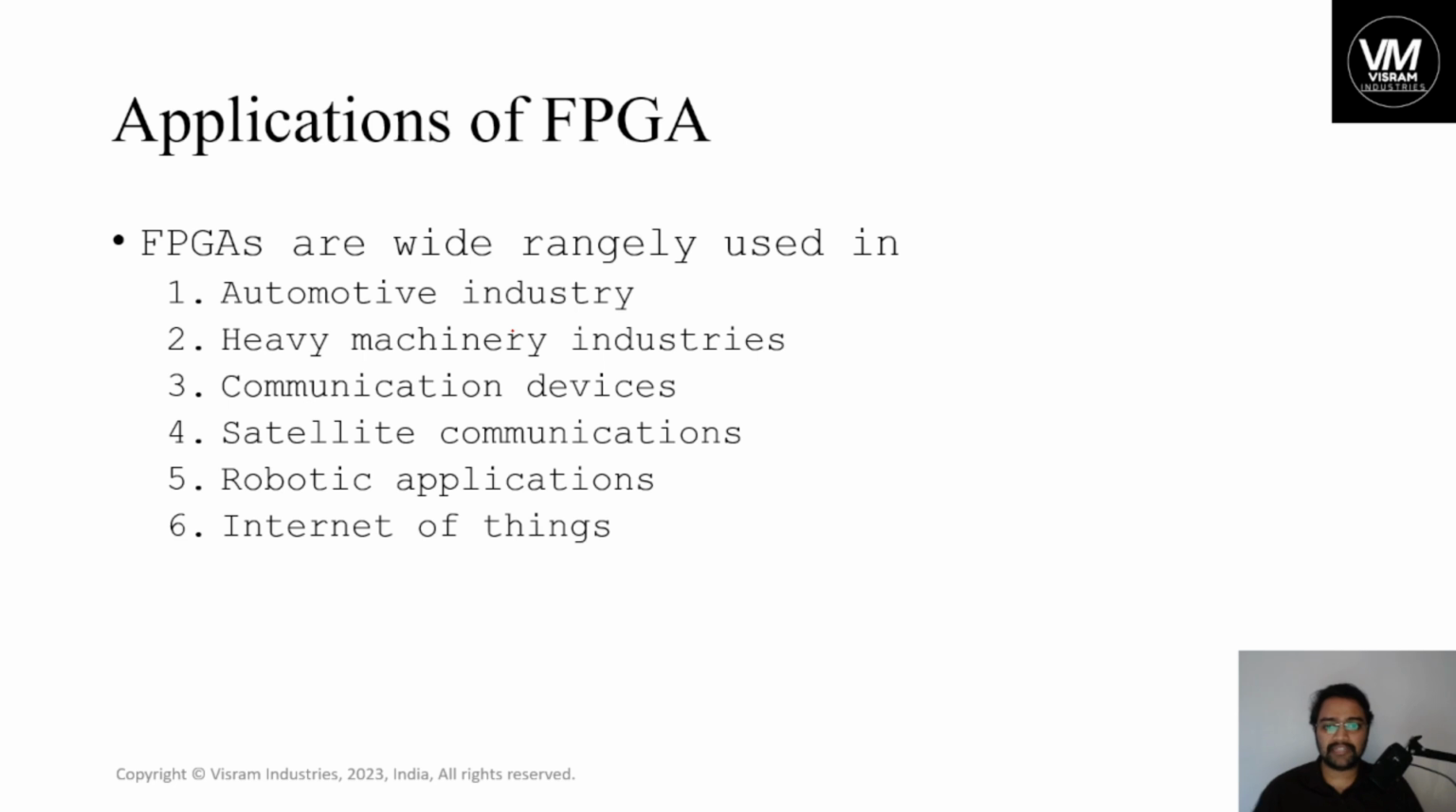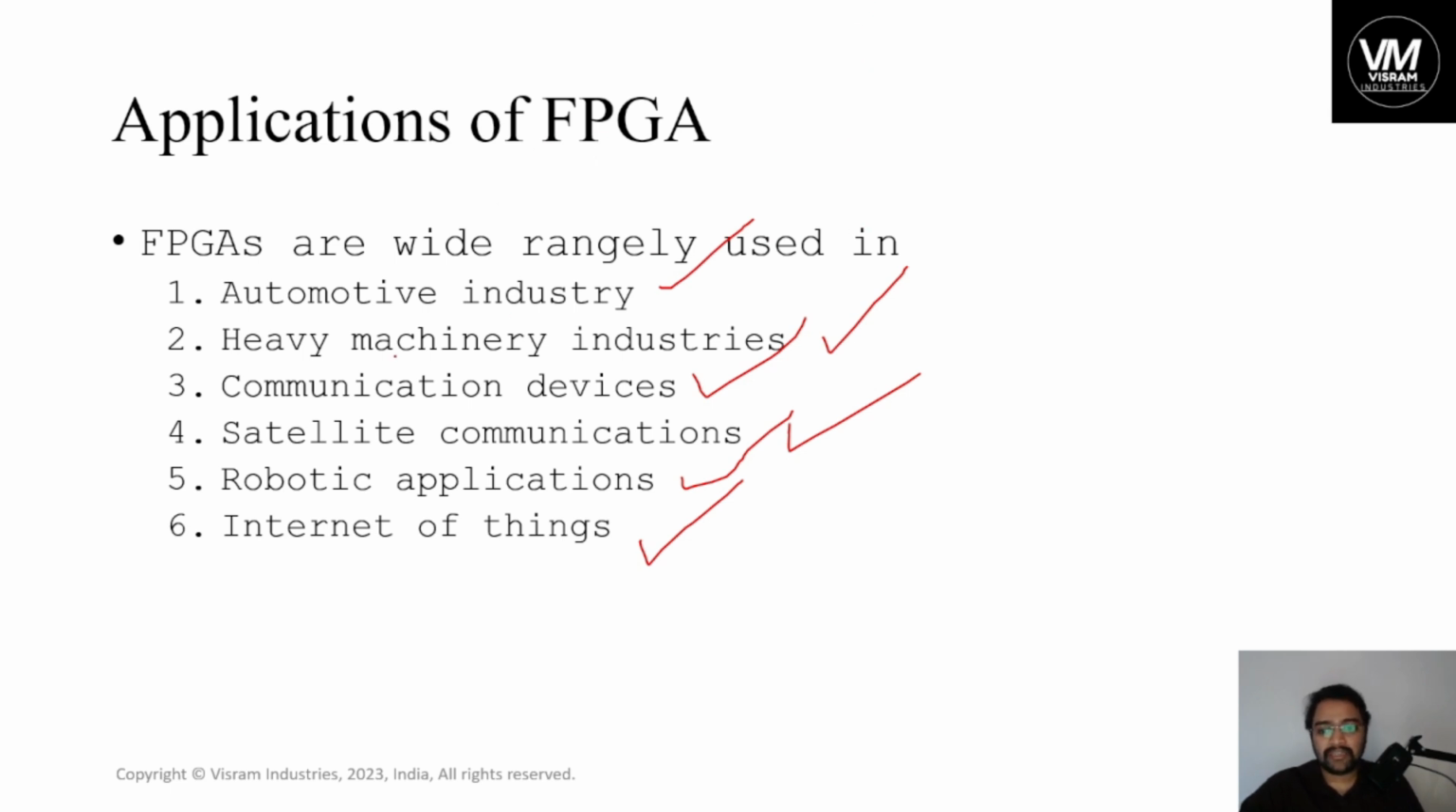Now let us go to the examples of applications of FPGA. FPGAs are widely used in the automotive industry, heavy machinery industry, communication devices, satellite communication, robotic applications, and Internet of Things. So you can see different applications of FPGA, and you can also build some basic example projects in this kind of industry application. For example, in the automotive industry, you can take the CAN bus protocol and try to implement that CAN bus protocol on the FPGA chip.